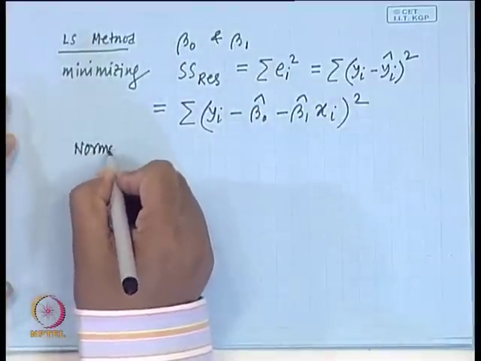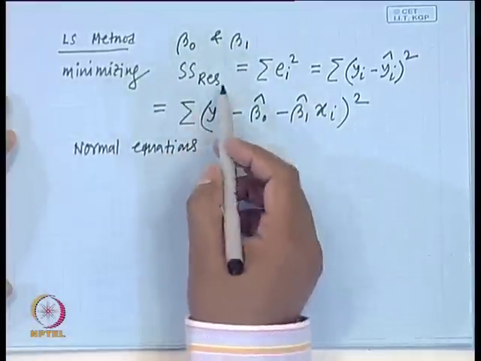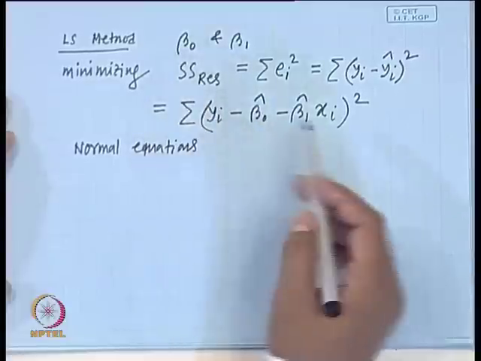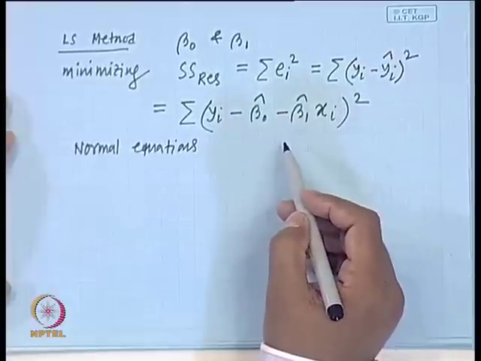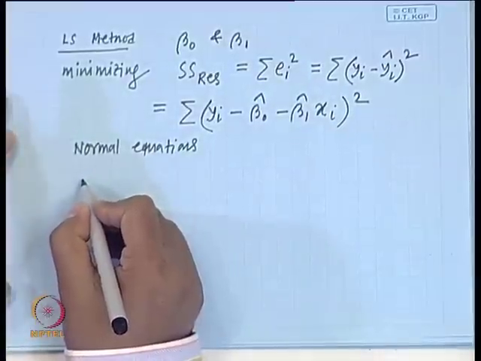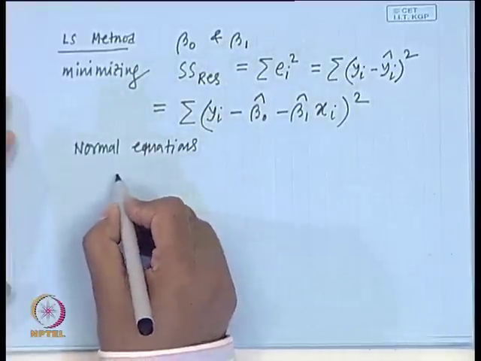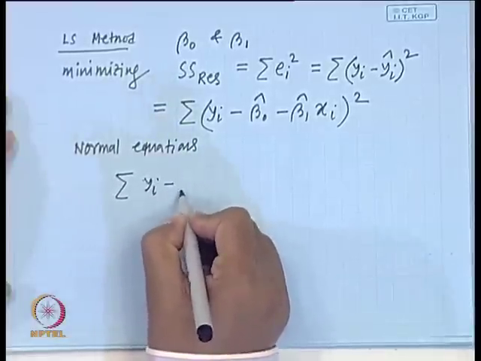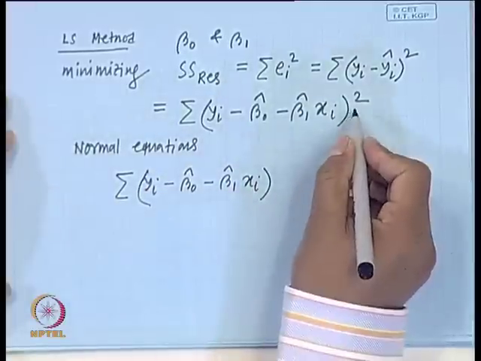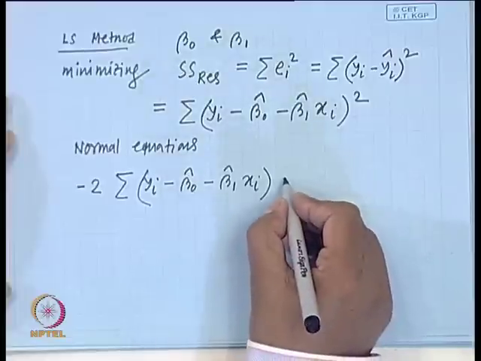The normal equations: there are two normal equations. We differentiate SS residual with respect to beta naught hat, which gives one normal equation, and again we differentiate the residual sum of squares with respect to beta 1 hat, which gives another normal equation. For the first normal equation, you differentiate SS residual with respect to beta naught hat, that gives summation (y_i minus beta naught hat minus beta 1 hat x_i), 2 times this, and one negative sign here. And we equate this to 0.